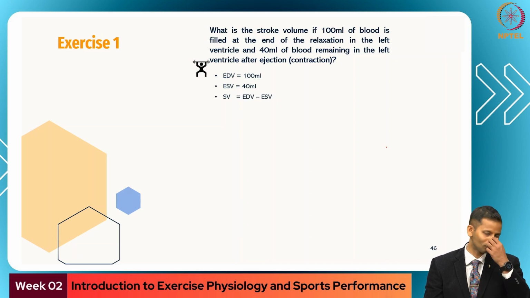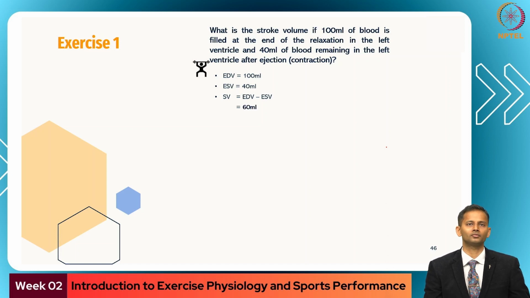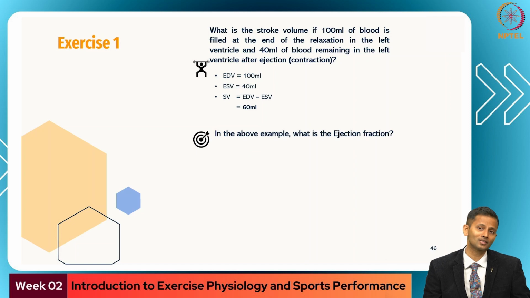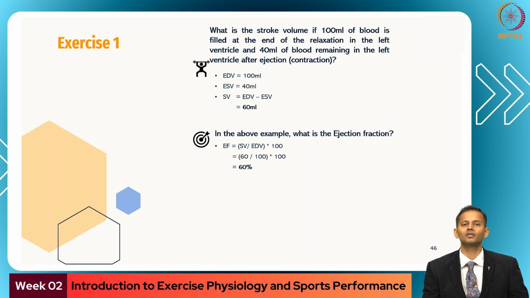So what is the stroke volume then? Stroke volume is given by end diastolic volume minus the end systolic volume, which comes to 60 ml. So stroke volume here is 60 ml. So what is the ejection fraction in the above example? So we discussed ejection fraction is nothing but stroke volume divided by the end diastolic volume into 100, expressed as percentage. So here it is 60%.